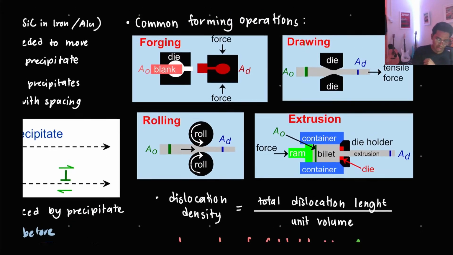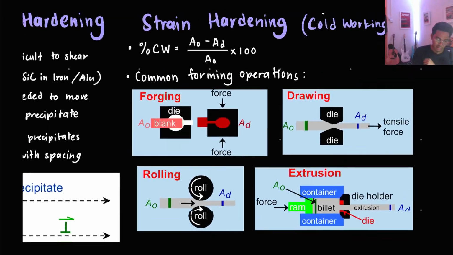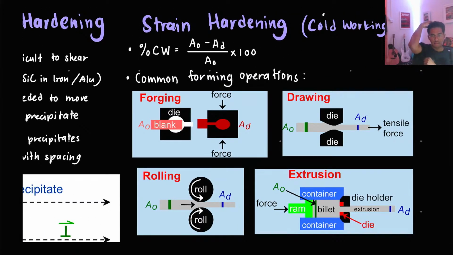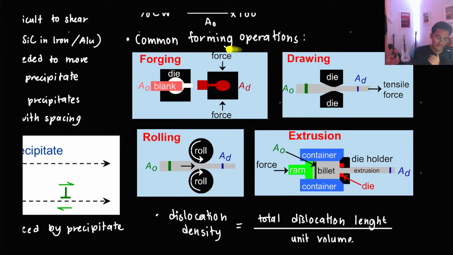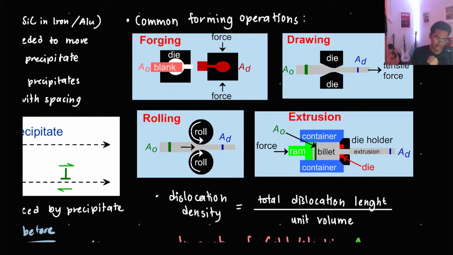So strain hardening is like we physically deform the material. Okay. So these are the four common forming operations. You have forging, drawing, rolling, and extrusion.